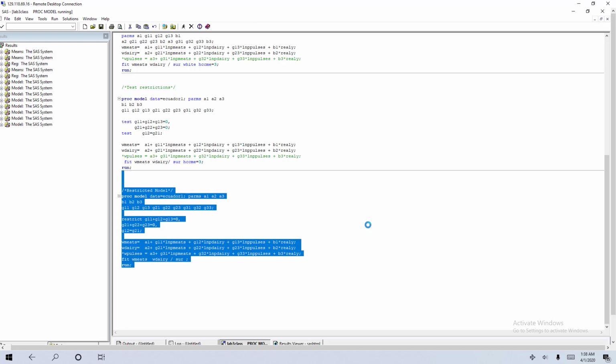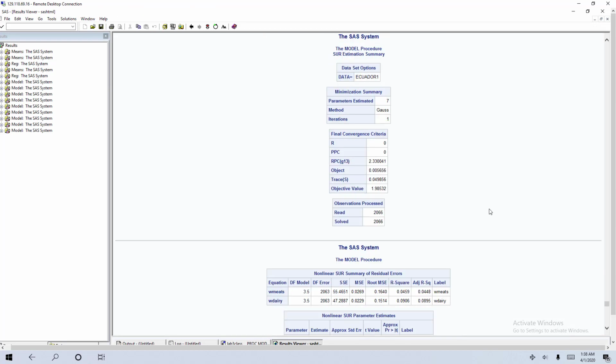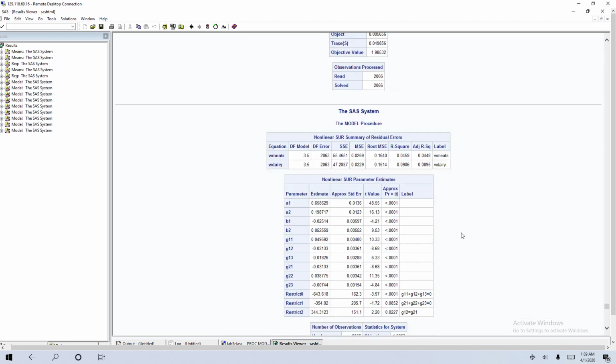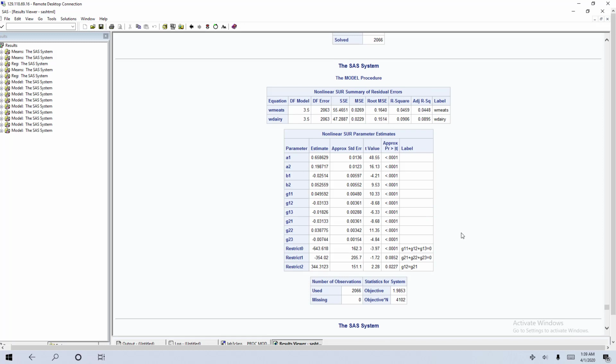Yeah, so let's wait to see what happens. Well, so the restrictions actually get tested. And actually, in this case, they are all rejected. And let me see. So the restriction of homogeneity.